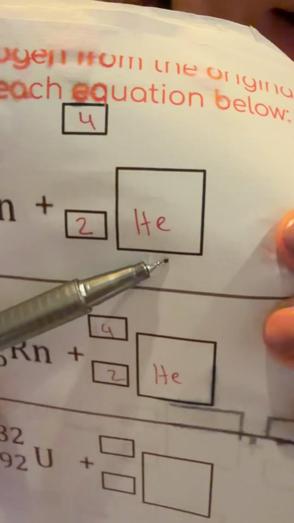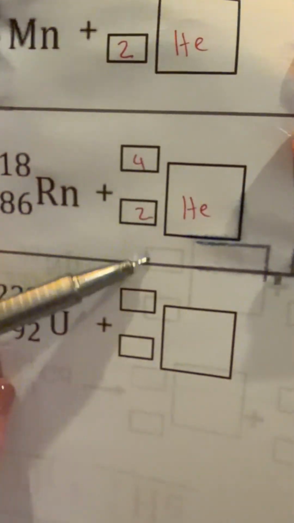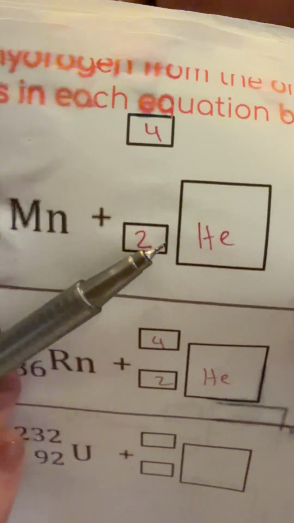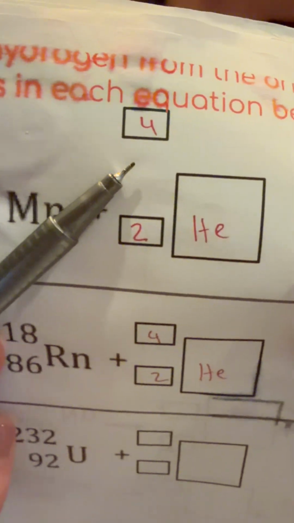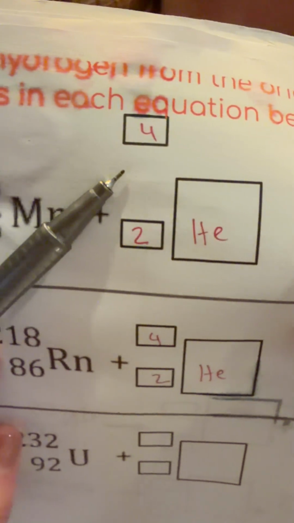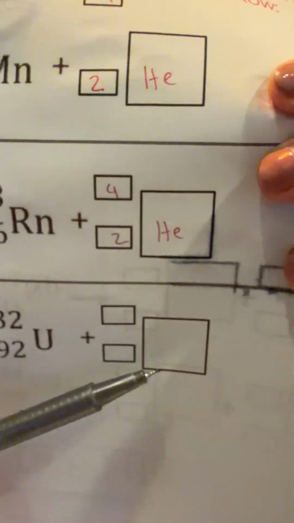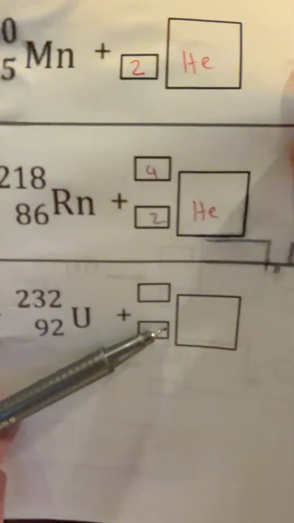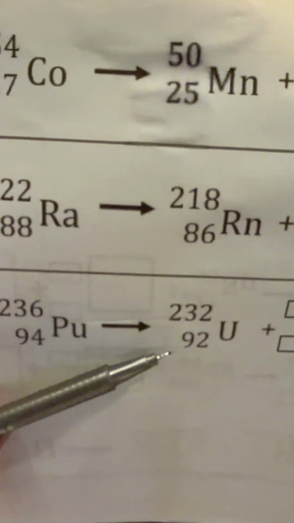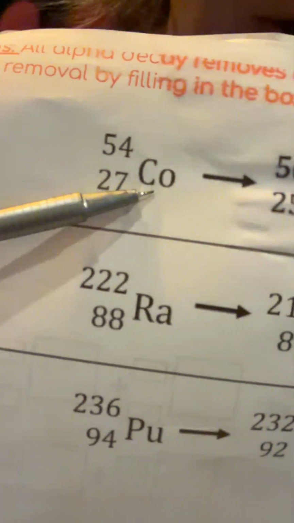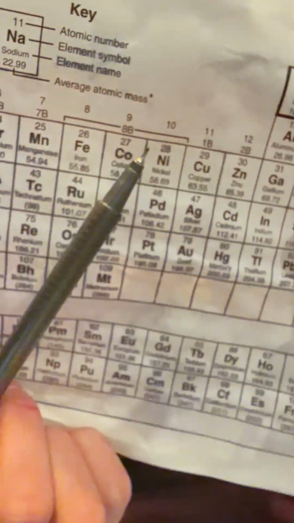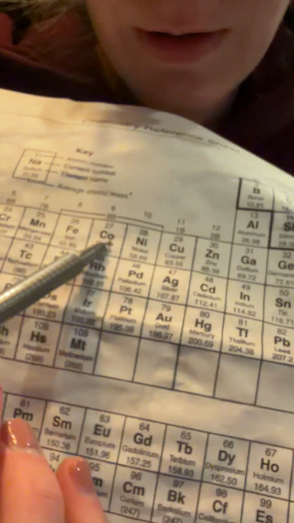So this helium atom is always one of the products. A helium atom always has an atomic number of 2 and a mass number of 4. So all products of alpha decay will have helium and then the daughter isotope. That daughter isotope can be determined by our handy dandy periodic table. So if we start at cobalt, we're going to find cobalt, there we go, right here, and go backwards.